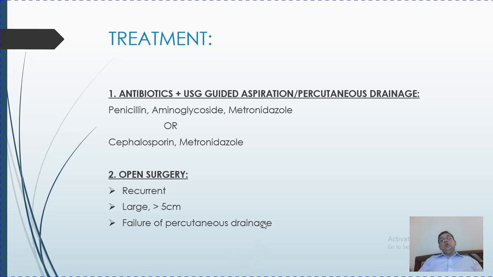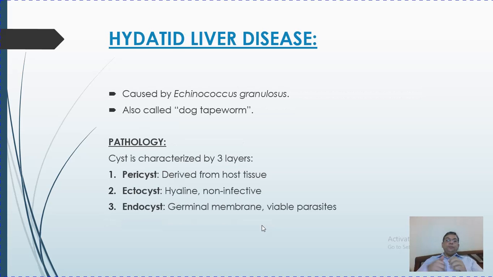Sometimes we require to do open surgery for pyogenic liver disease as well. When would we have to do it? When once again either there is a rupture, there is recurrence of the disease, the size is too large, the pus is too thick and it cannot be drained percutaneously. Then you'll have to go in either laparoscopically or through an open method to treat this abscess by drainage.